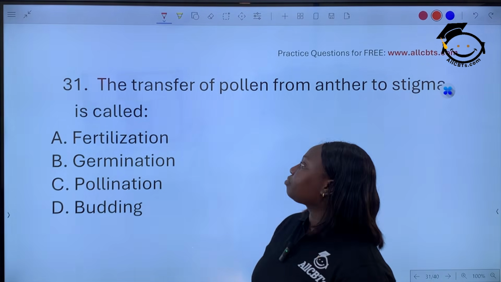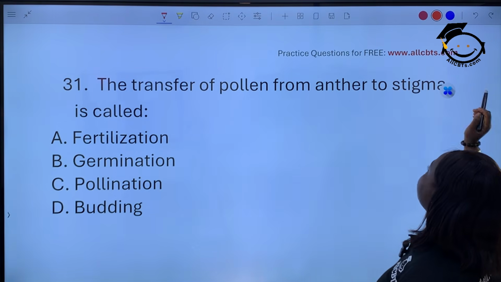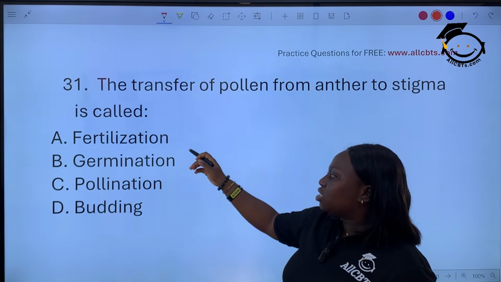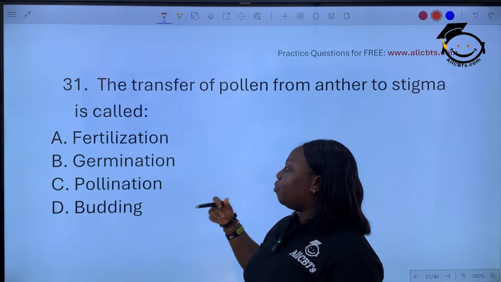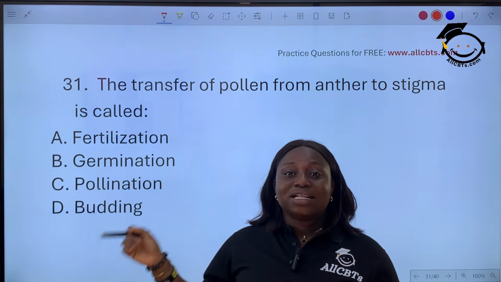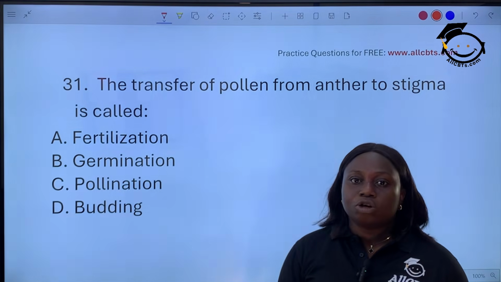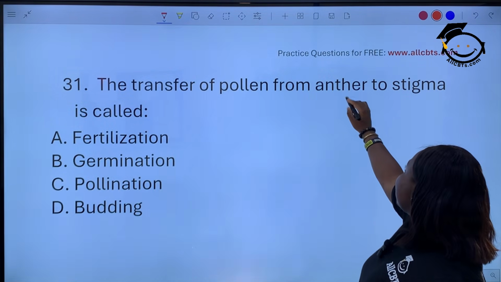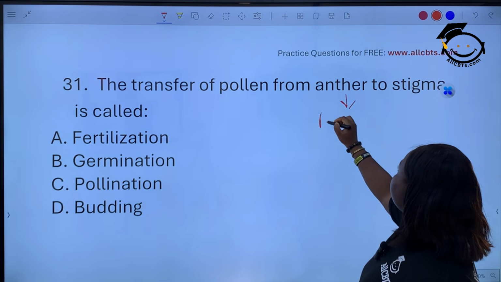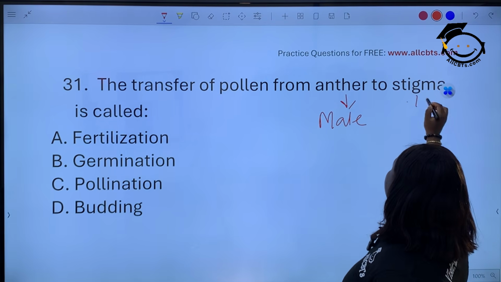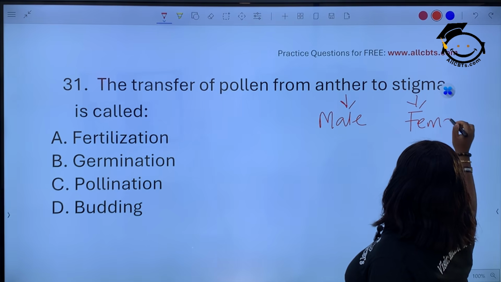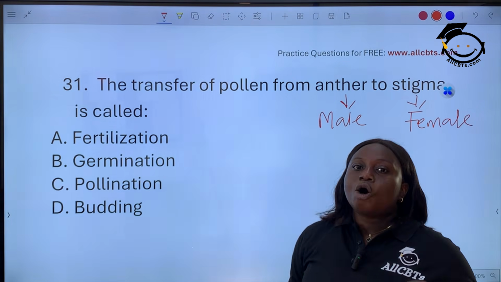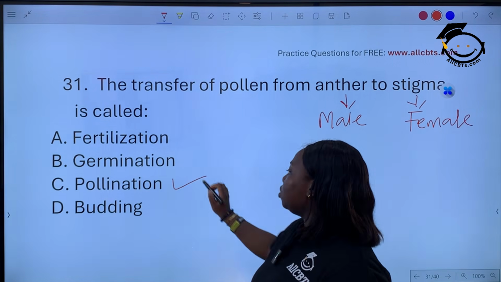Number 31. The transfer of pollen grains from the anther to the stigma is called what? A, we have fertilization, B, we have germination, C, we have pollination, and D, we have budding. So our answer here is pollination. Pollination is the transfer of pollen grains from the anther. The anther is the male, the stigma is the female. So it is the transfer of pollen grains from the anther to the stigma of a flower, and that is pollination.